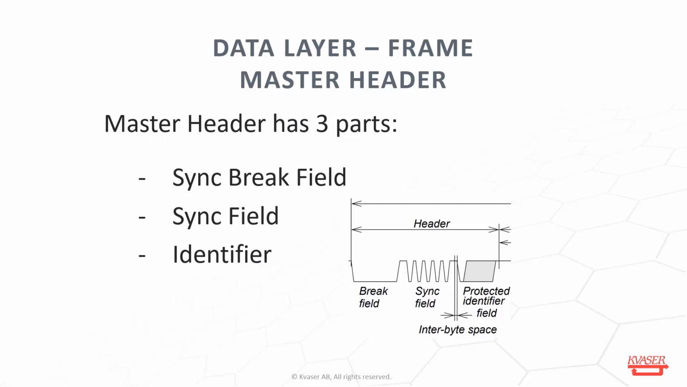The protected identifier field is actually made up of two subfields. The first 6 bits is the frame identifier. This is what tells the slave node that this frame is for them. The last 2 bits are used for parity.